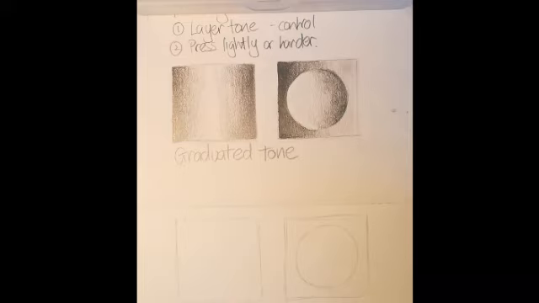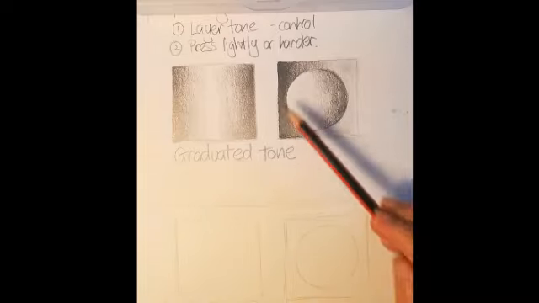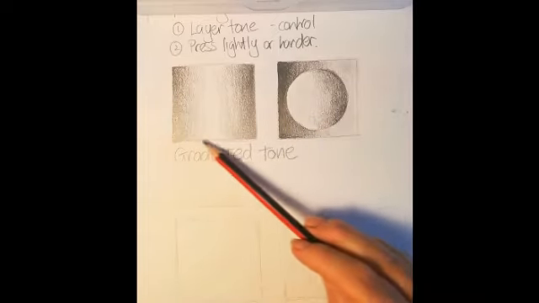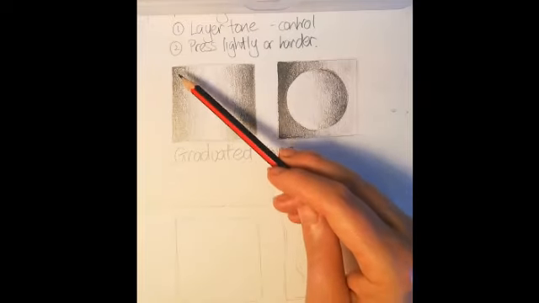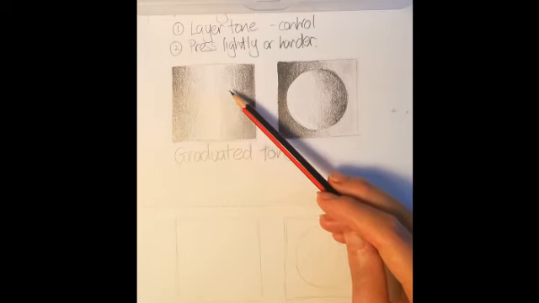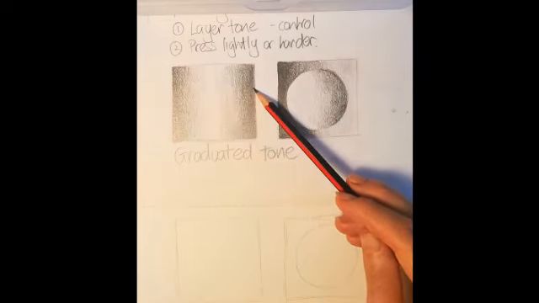So, you should by now have finished creating your tonal scale. What we're going to do now is practice graduating tone. You can see these are my two examples I've done here. And you can see the first one is just going to be a square where on one edge it's darker, then it fades to light in the middle, and then it fades back to dark at the other edge.